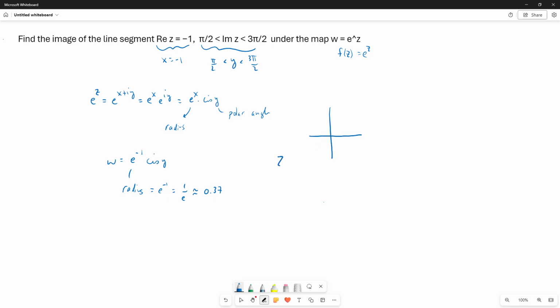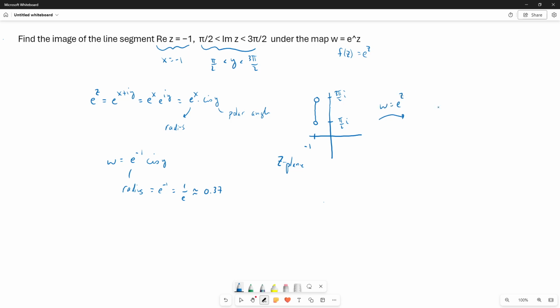So in the z-plane, z has the real part -1, so there's -1, and the imaginary part is between pi over 2, which we'll put here, and 3 pi over 2, so that'll be pi over 2 times i right there, and this one would be 3 pi over 2 times i. So this vertical line segment here is our domain.